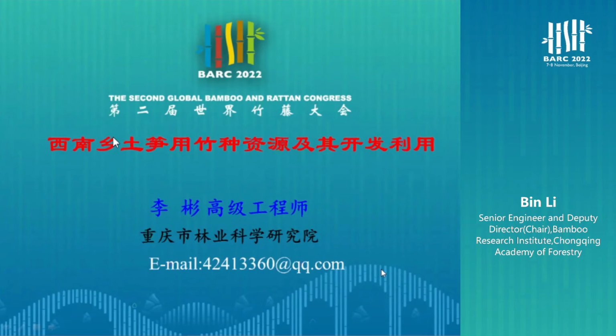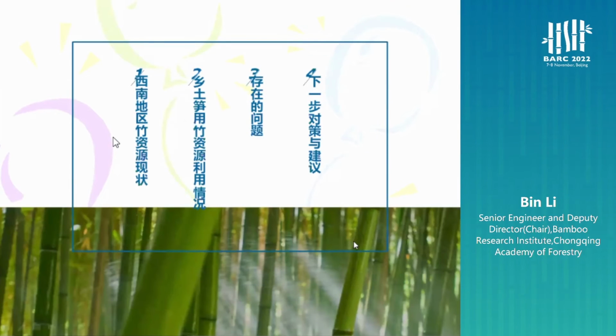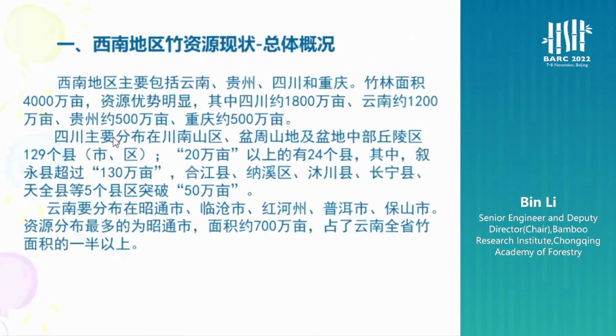And Mr. Lee just mentioned the southwest rural bamboo industry. I will cover four areas. One is our state call for the southwest bamboo resources. We talk about the southwest as Yunnan, Guizhou, Sichuan, and Chongqing, with 40 million hectares. For Guizhou it is 5 million more, and Chongqing is 5 million more.